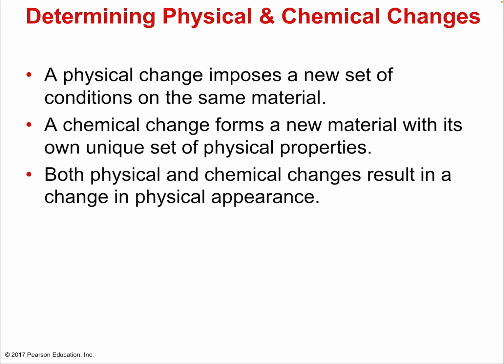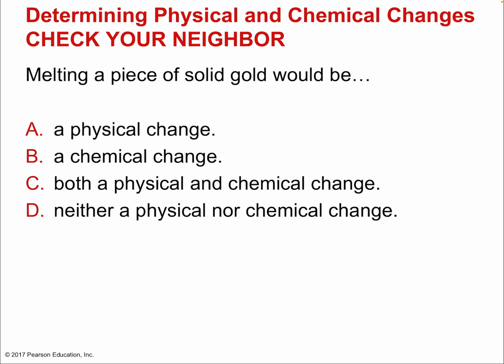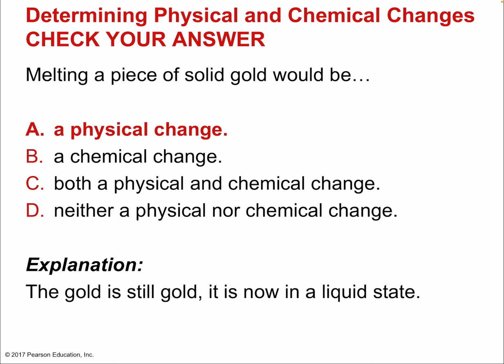So both physical and chemical changes result in a change in physical appearance, all right? So you can get a change in physical appearance through boiling, an entirely physical process, but you can get a change in physical appearance also from a chemical process. Get it? All right. So melting a piece of solid gold would be what? Would that be a physical change, a chemical change, both, or neither? I bet you know it. That one's physical. Any phase change like that is purely physical because you didn't change the gold, it remained gold.